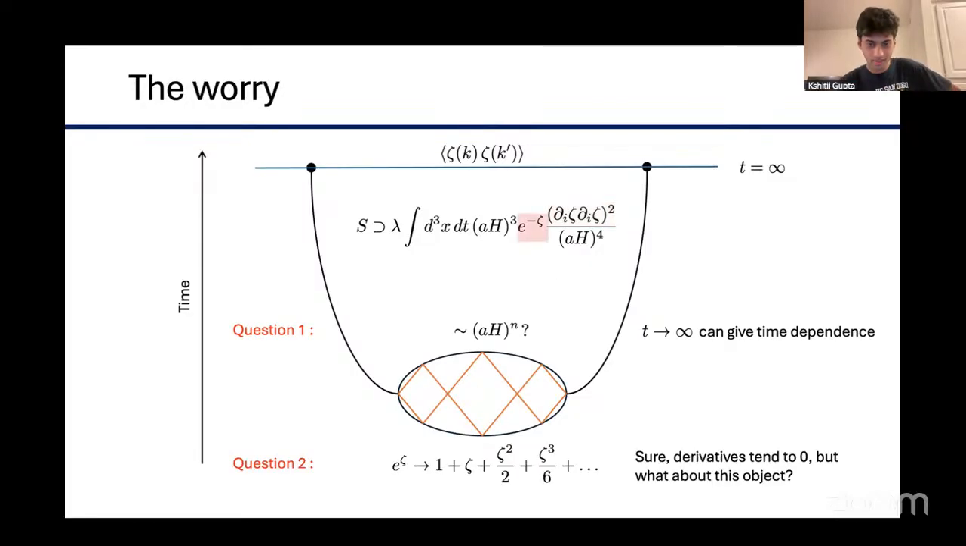The other question you can have is that we have these e to the zetas, and you can expand them, and they have an infinite number of self-contractions. So how do you deal with this object? Can all of these infinite self-contractions also give rise to any time dependence on the late future boundary? So this is roughly the technical side of how people want to prove that zeta is time independent.